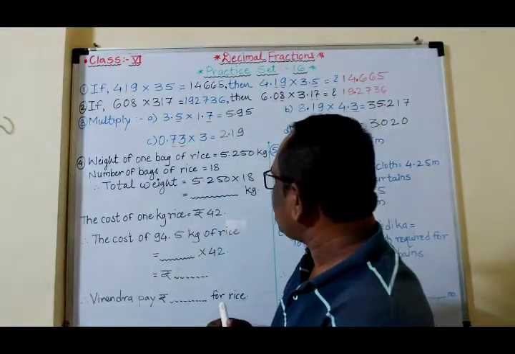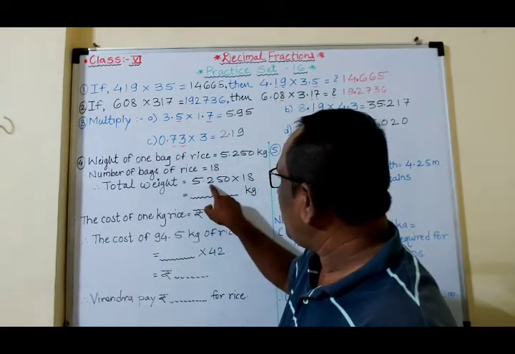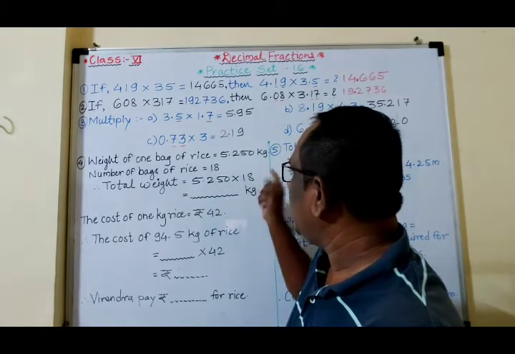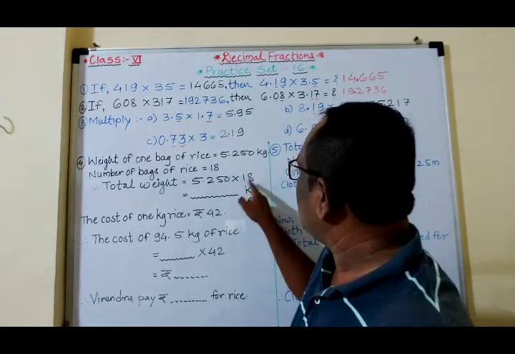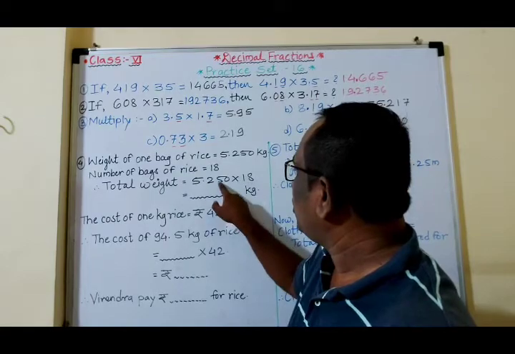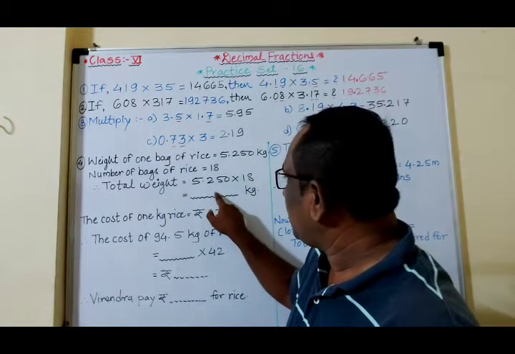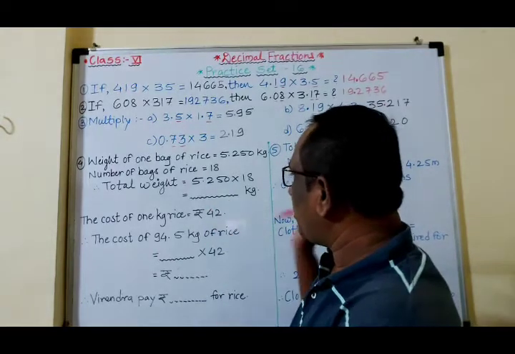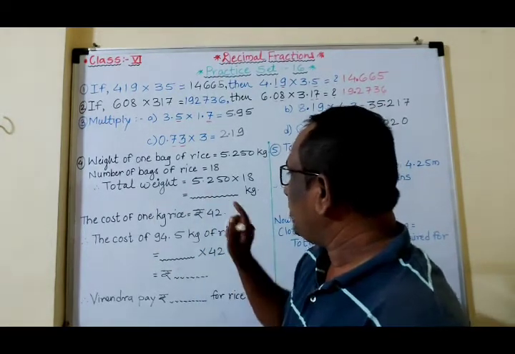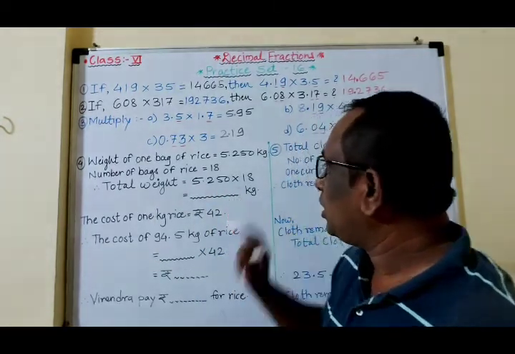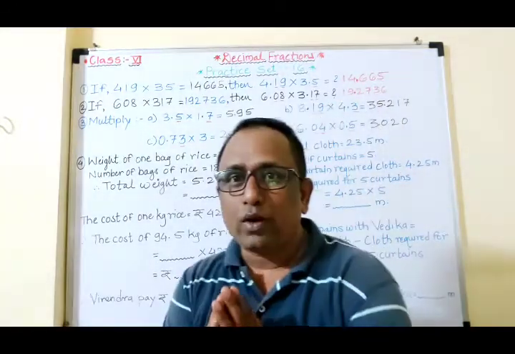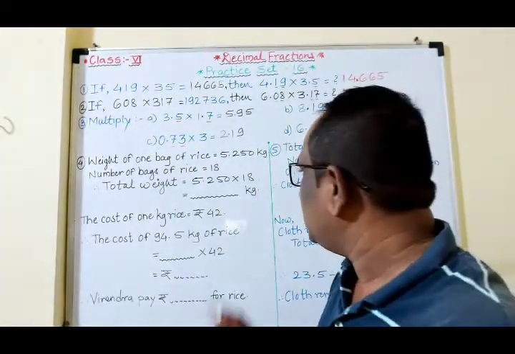See here again, after decimal point 1, 2, three places. Here 18 is a whole number, so no need here. 1, 2, 3. Whatever the answer you got, from the unit place, leave three places, okay, from right side, then give the decimal point. So here we will get the total weight, or the total quantity of rice, total weight of the rice.